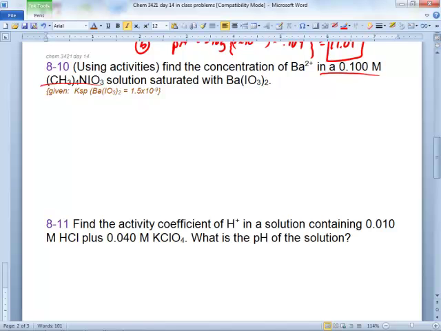If that wasn't there, just ignore it. This would be a straight what type of problem? KSP problem, right? Because the concentration of barium, if we find our X in ice, we can look at our ice table and get the concentration of barium, right?